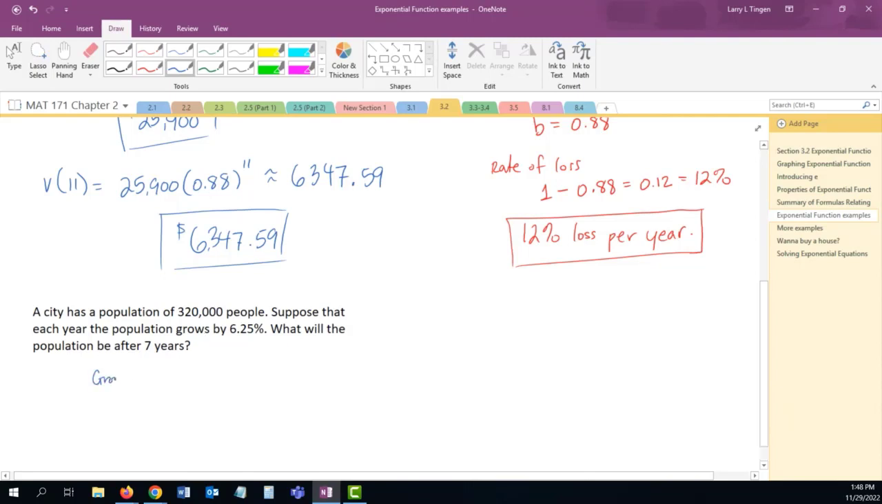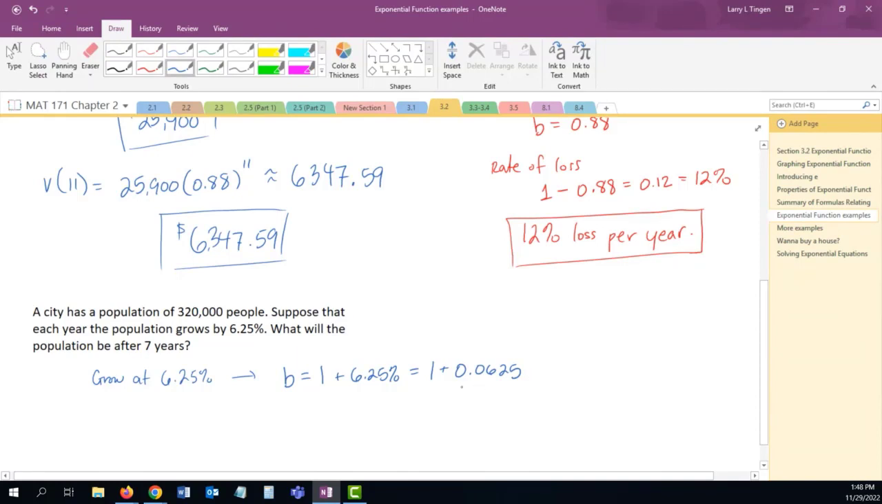So if I grow at 6.25%, then that means that my base is 1 plus 6.25%. Now, I just told you can't do math with a percent, and that's still true. So I got to convert the percent to a decimal.